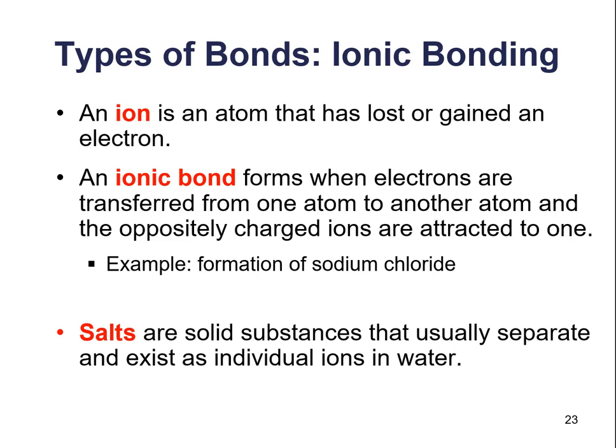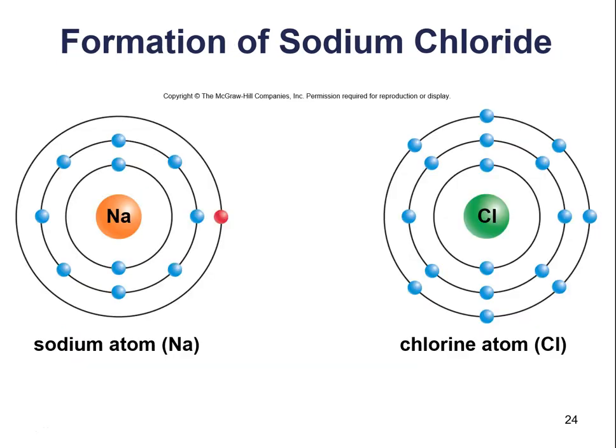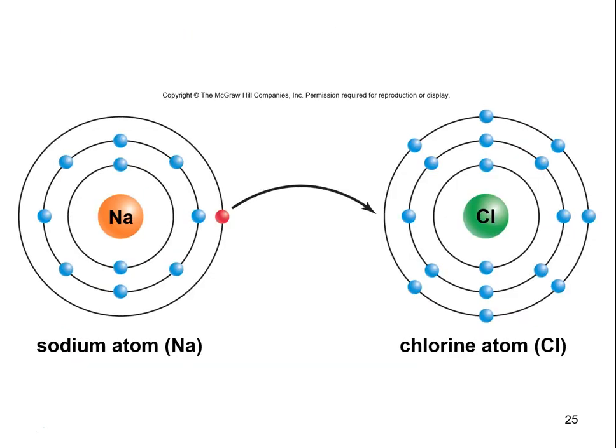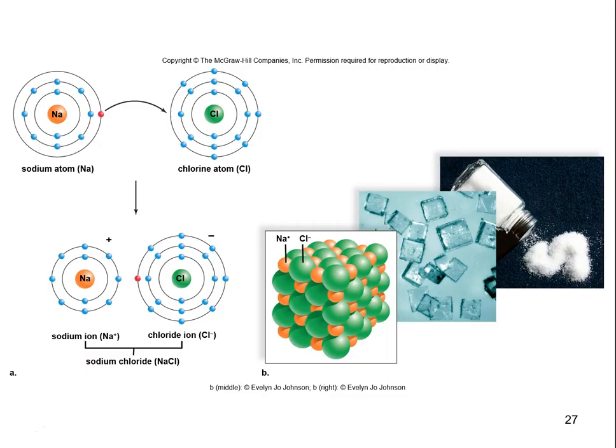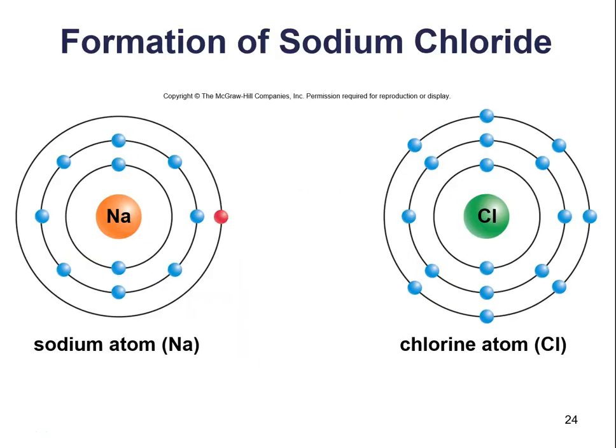Sodium chloride, salt. Salts in general are solid substances that will usually separate in water and exist as individual ions. So when you put salt in water, it basically separates into a positively charged sodium ion and a negatively charged chloride ion. Let me just show you that right here. So here's your positively charged sodium ion and your negatively charged chloride ion. All right, so let's look at that together.